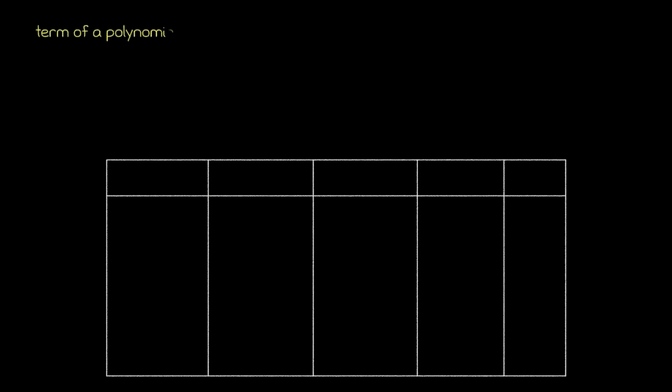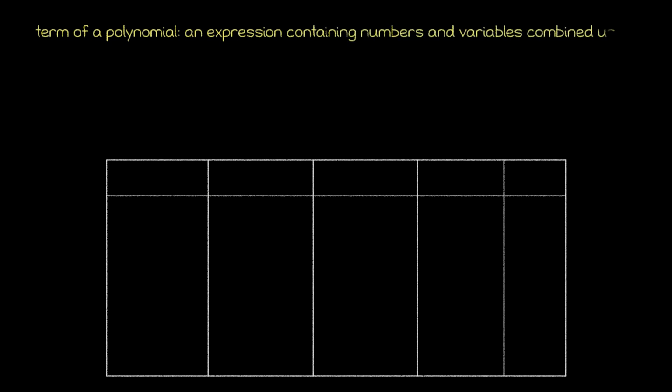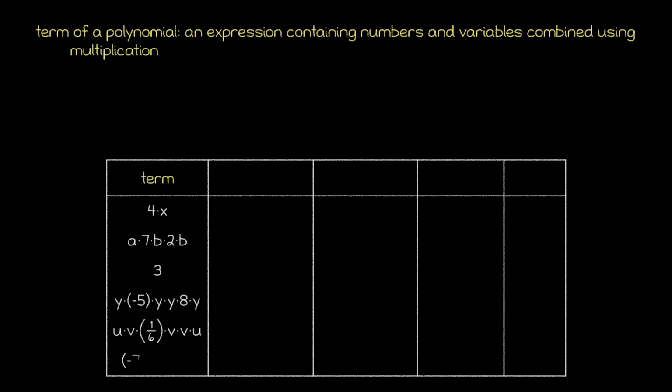Before jumping straight into the definition of a polynomial, let's take some time to define a few other concepts first, starting with terms. A term of a polynomial is a mathematical expression containing numbers and variables combined using multiplication. Here are several examples of terms, and most of these terms can be simplified by multiplying the numerical components of the term and combining repeated variable components using exponents.